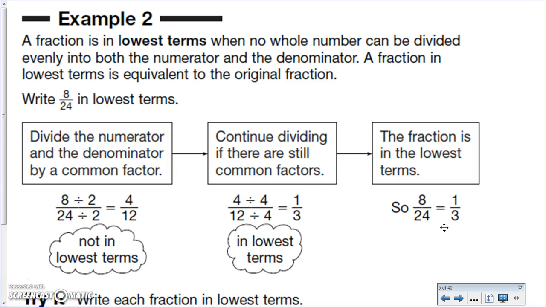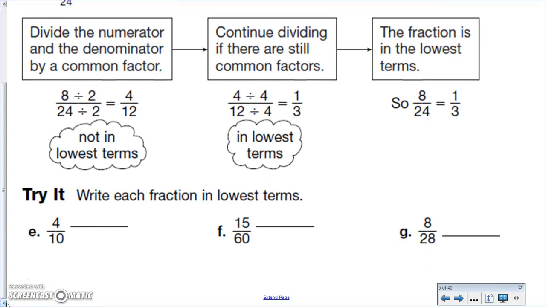To make it easier for you, if you figure out what the greatest common factor between the numerator and the denominator is, then you can divide by that, and you only have to do your division once. If you're stuck and you can't figure out what that greatest common factor is, just keep dividing by the numbers that do work until you get to the lowest form where you can't divide any lower.